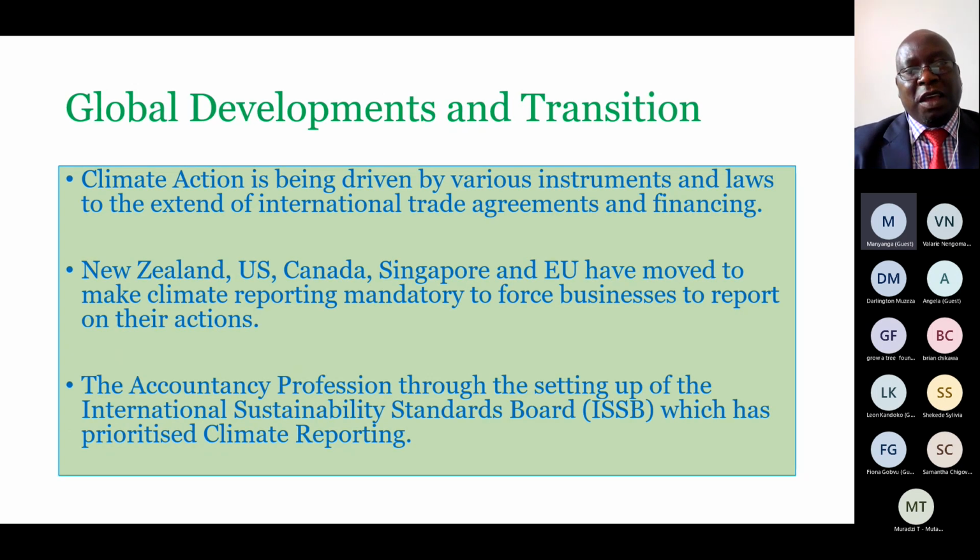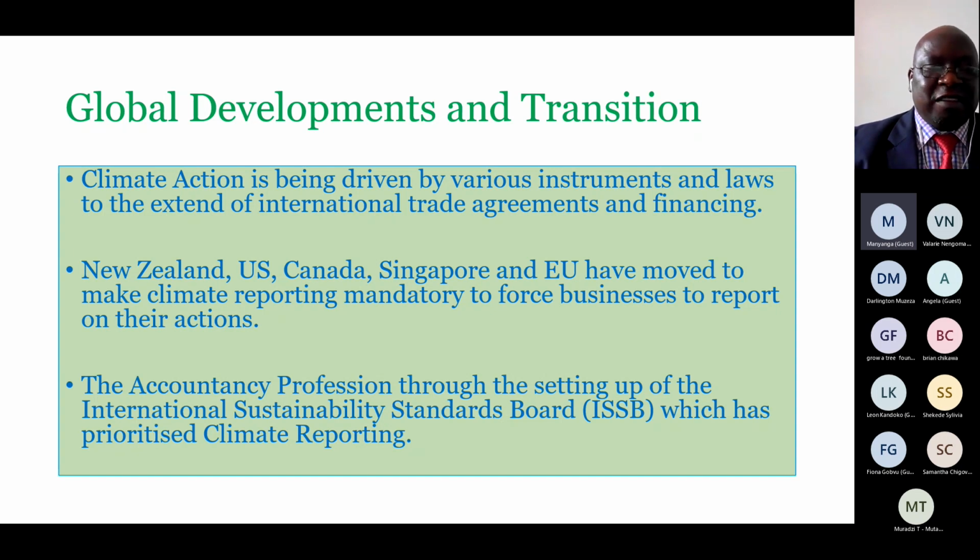So at the global or international level, there are transitions that are taking place so fast when it comes to climate action. You'll find that there are various instruments and laws that are now finding their way into international trade agreements and financing arrangements, so that even developing countries in Africa, including our country Zimbabwe, may find ourselves being pushed further away from development because we have not been taking very strong actions in terms of incorporating some of the global developments.